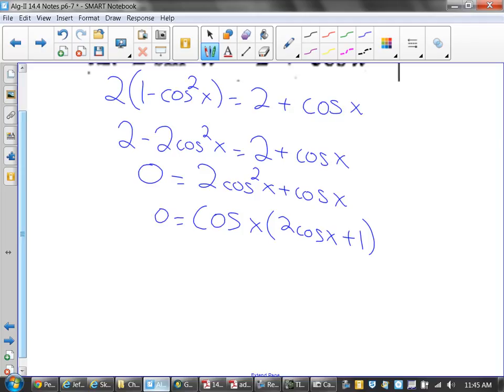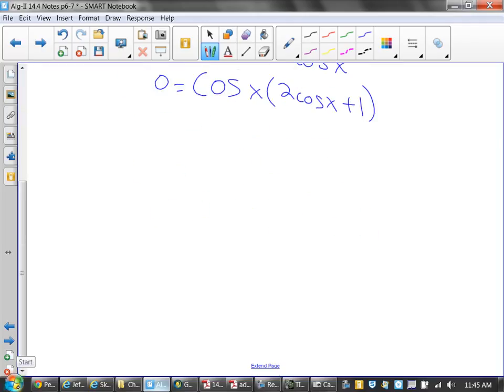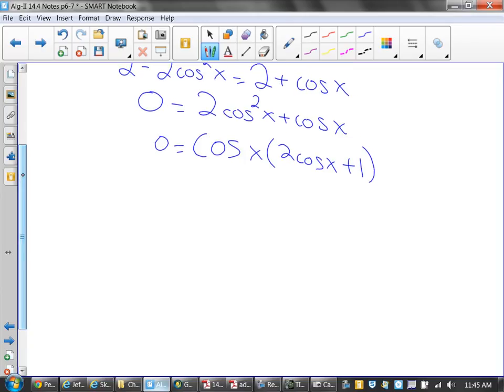And now I can set both of those terms equal to 0. So I have cosine of x equals 0, and cosine of x is going to equal negative 1/2. Everybody okay with me just moving that stuff around right off the bat? 2 cosine x plus 1 equals 0. Subtract 1, divided by 2. That's where I get that.